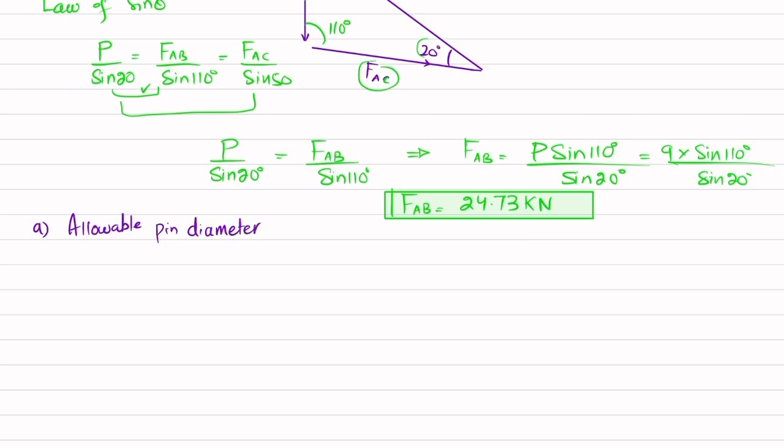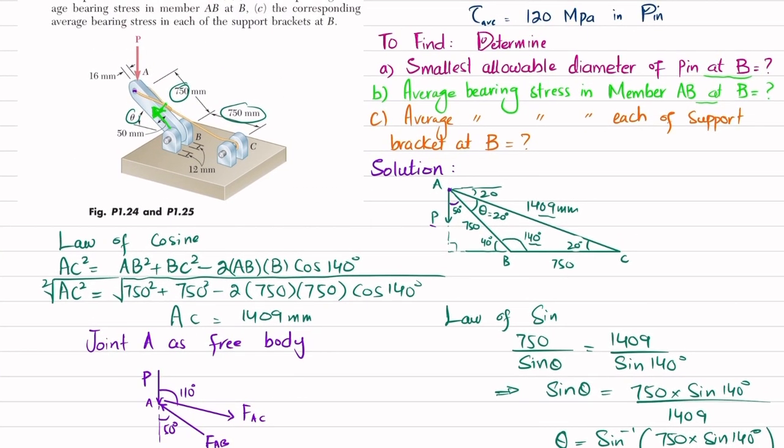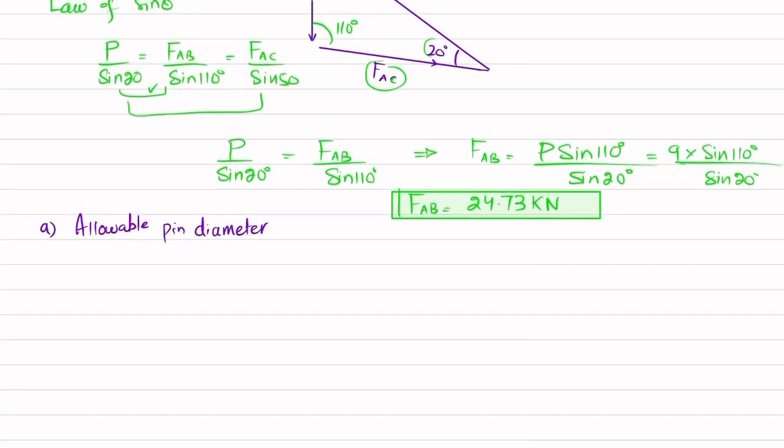Now here you can see that due to this load in member AB, this pin is in this portion and this portion, which will cause the double shear, clear? So we know that allowable pin diameter, we are interested to find allowable pin diameter D.